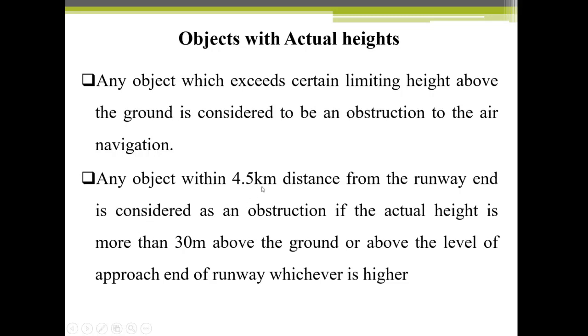Any object within 4.5 km distance from the runway end is considered to be an obstruction if the actual height is more than 30 meters above the ground or above the level of the approached end of the runway, whichever is higher. So any object within 4.5 kilometers near to the runway should have a height up to 30. If its height goes more than 30 meters, then that object is considered to be an obstruction. Clear?